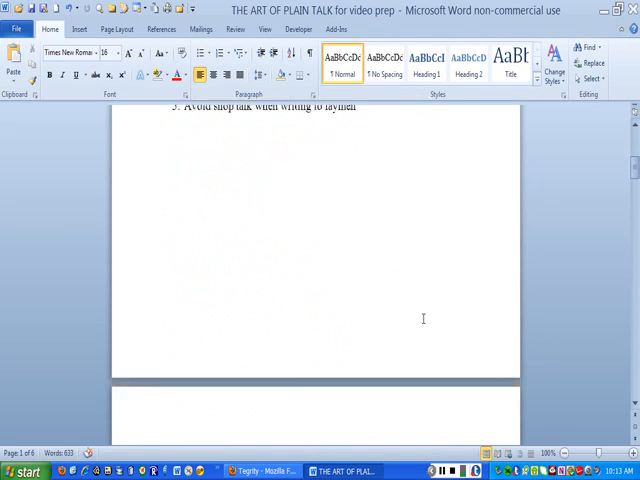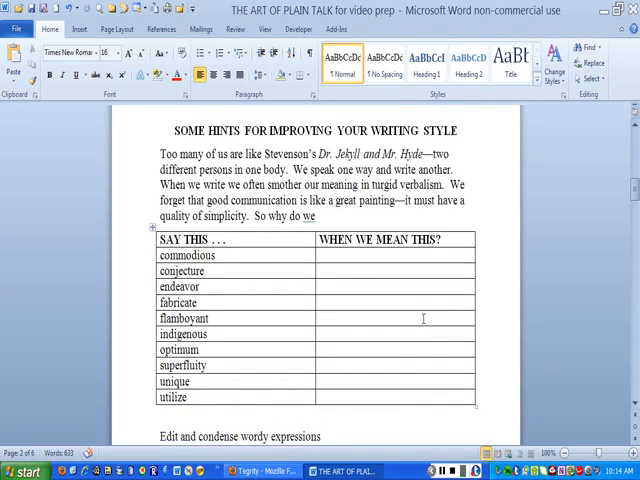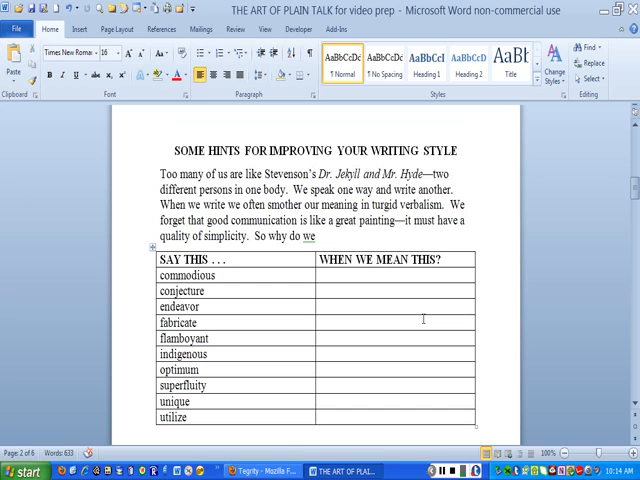Let's go over a couple of examples. Here are some hints for improving your writing style. Too many of us are like Robert Louis Stevenson's Dr. Jekyll and Mr. Hyde. We have two different persons in one body. We speak one way and write another. When we write, we often smother our meaning in turgid verbalism.